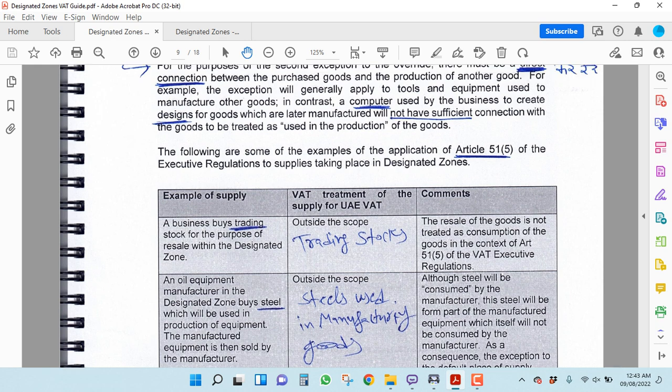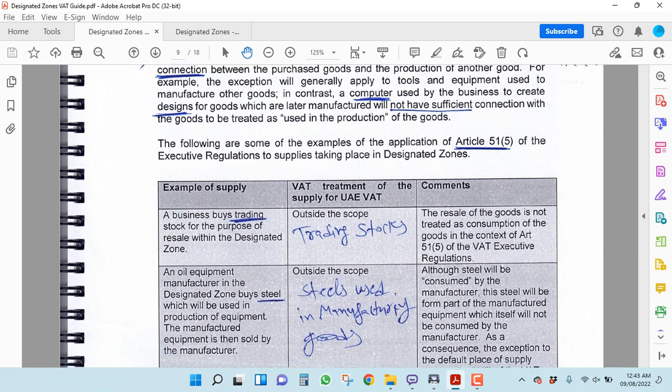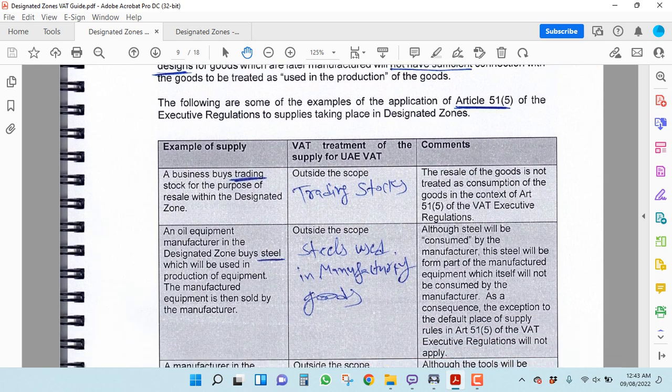Okay, the following are some of the examples we can see. A business buying trading stock for the purpose of resale within the DZ. Businesses buying trading stock, outside the scope. The resale of goods is not treated as consumption.